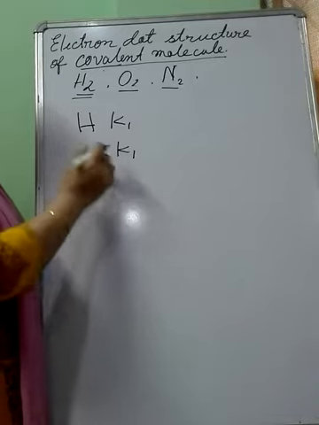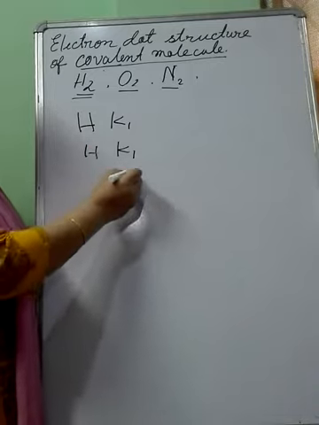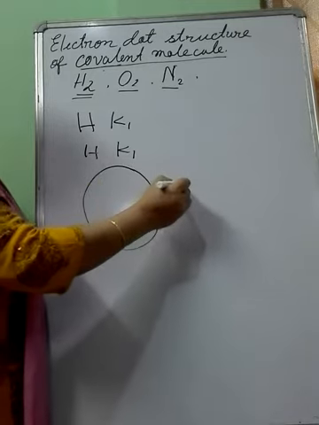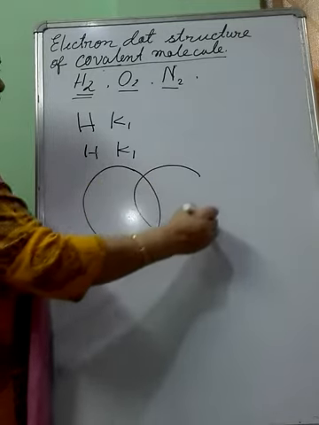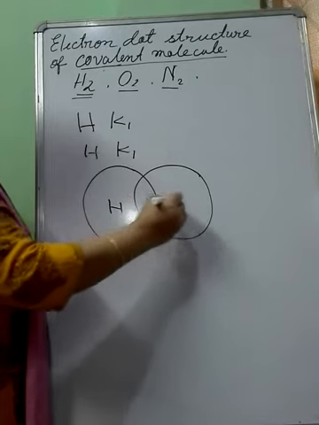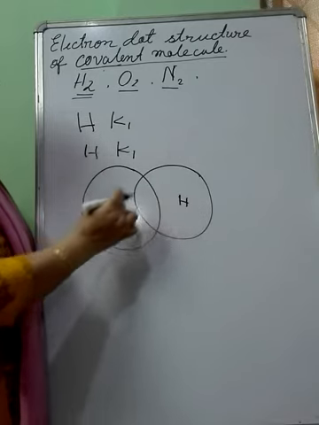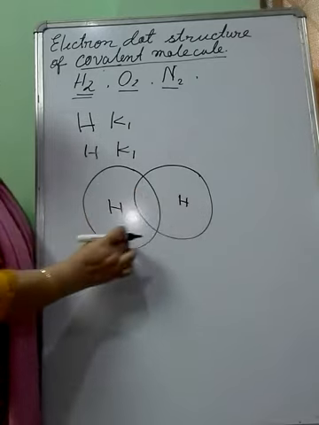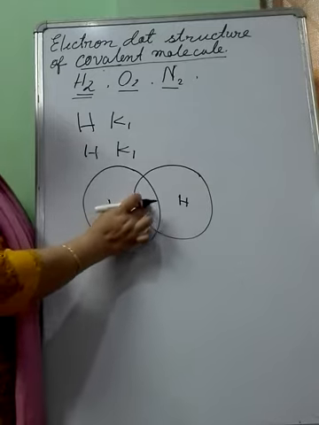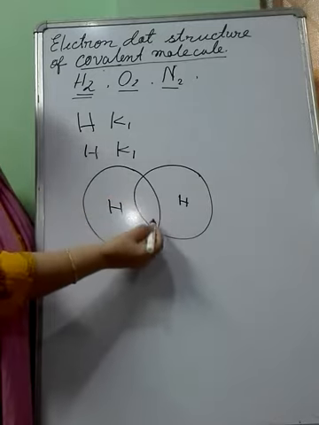At first, for these two hydrogen atoms, I am drawing two circles like this. This is one hydrogen, this is another hydrogen, and I am drawing the circles in such a way that they will overlap on each other. So this is the overlapping region.